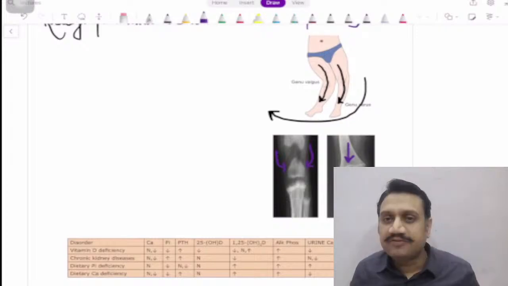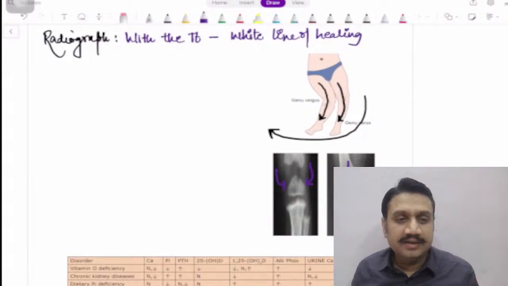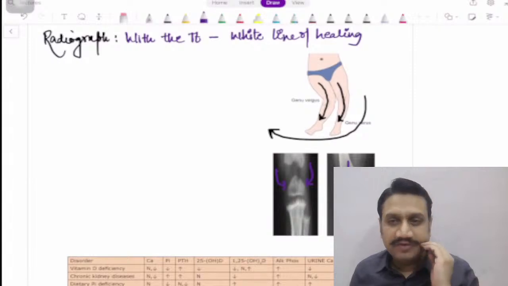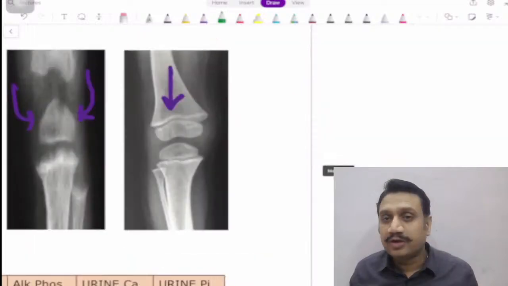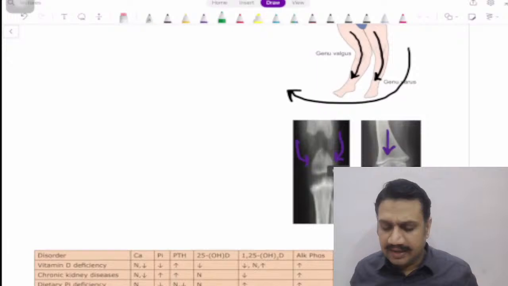So how do we know that our patient is doing fine? What do you look at on the x-rays? You look at the white line of healing. There is an irregularity in the rachitic x-rays, and once you start treating the patient, they start showing you something like this. See, this white line you all can appreciate. This is called the white line of healing. And how much time does it take for the white line to appear on the x-rays? It takes only 1 to 1.5 months.